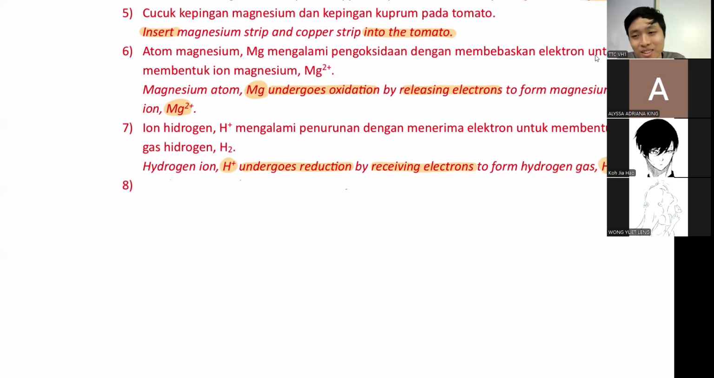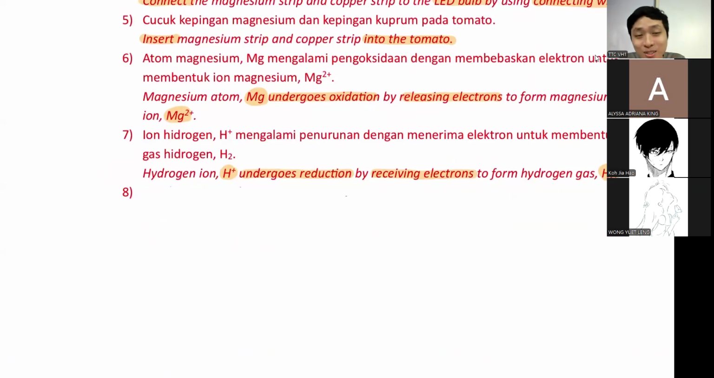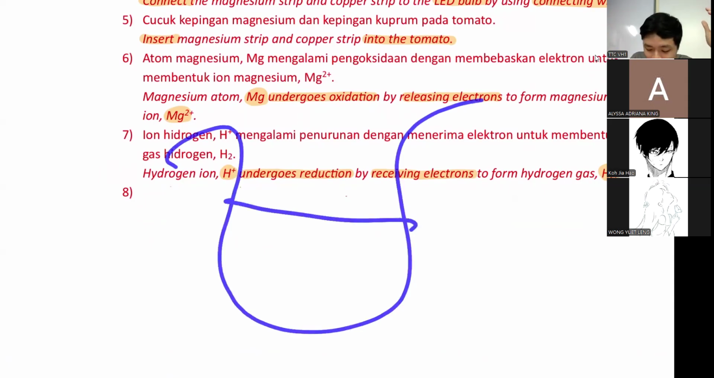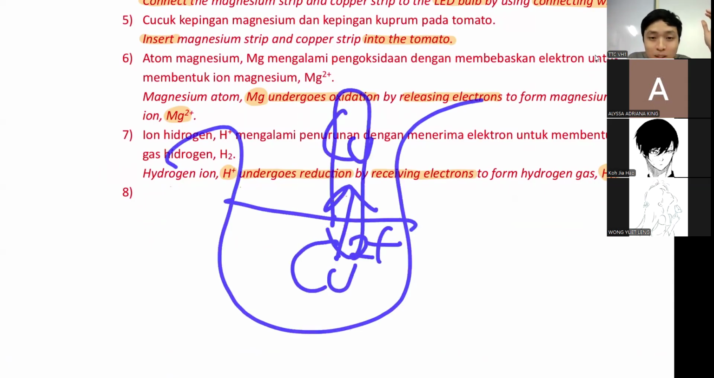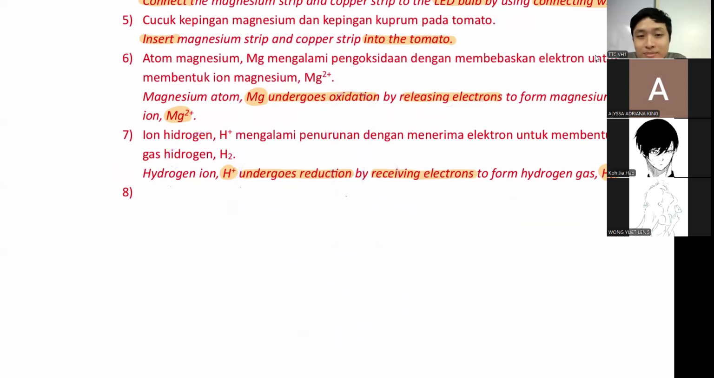Remember, sometimes you have to think outside the box. This is one of them. This is a bit logical. I know normally you have seen copper 2 ion become copper, but here they use tomato. That's a difference.